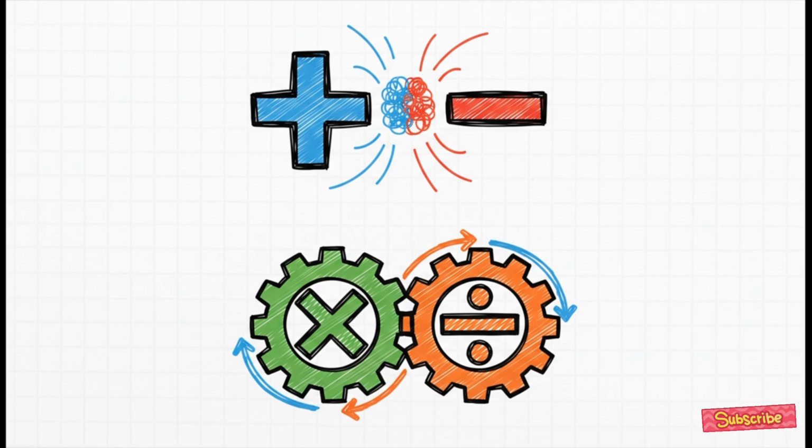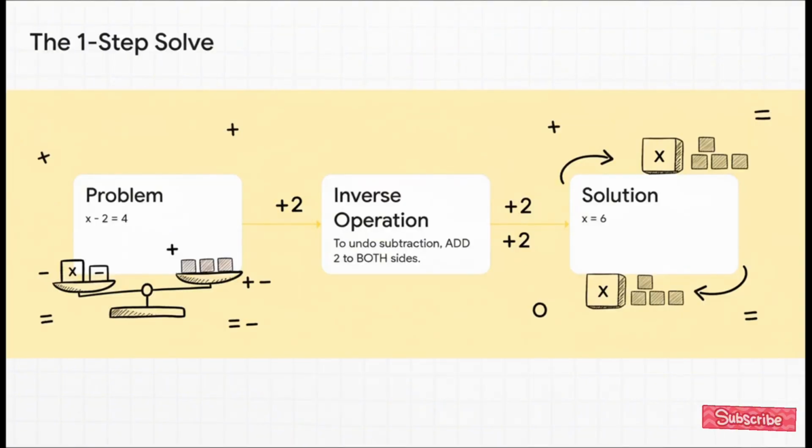If a number is being added to your variable, you subtract it. If it's being multiplied, you divide. You're just undoing the problem. Okay, let's start with a simple one-step solve just to get our feet wet. We've got x minus 2 equals 4. To get x by itself, we need to get rid of that minus 2. So we do the inverse.